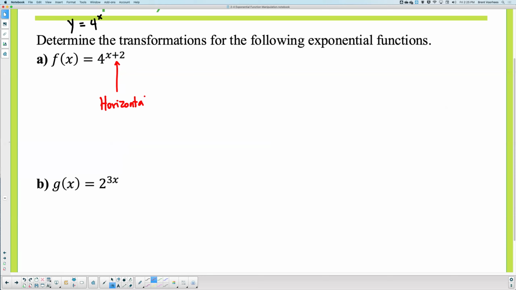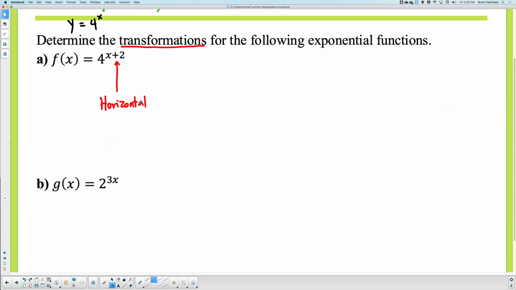It'll be 3 questions. One, is it horizontal or vertical? Meaning, am I changing x's or am I changing y's? Second question is, what type of transformation is occurring? Here are your 3 options: a translation, a dilation, or a reflection.